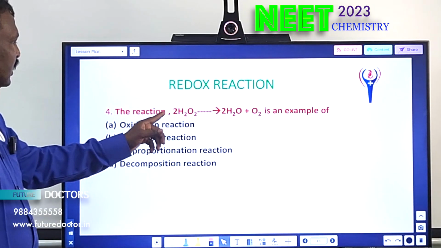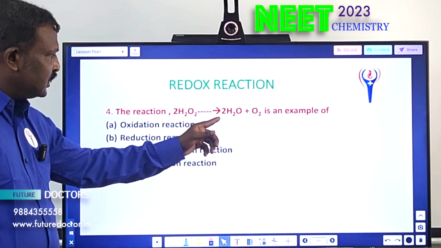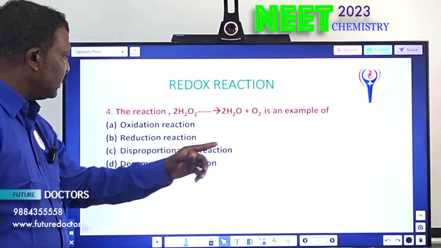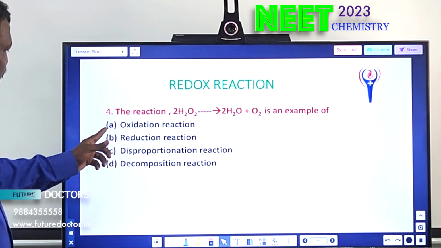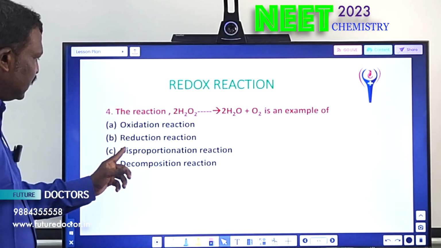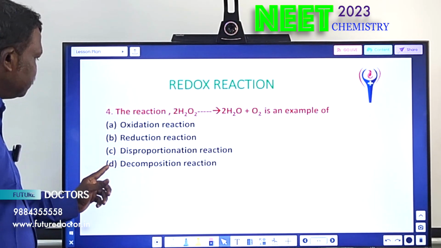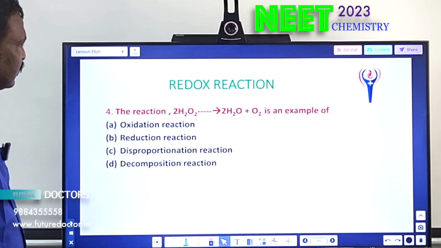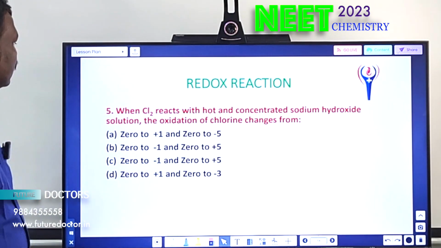Fourth one. The reaction 2H2O2 gives 2H2O plus O2 is an example of which reaction, they're asking. Option A, oxidation reaction. Option B, reduction reaction. Option C, disproportionation reaction. Option D, decomposition reaction. Understood? Right.